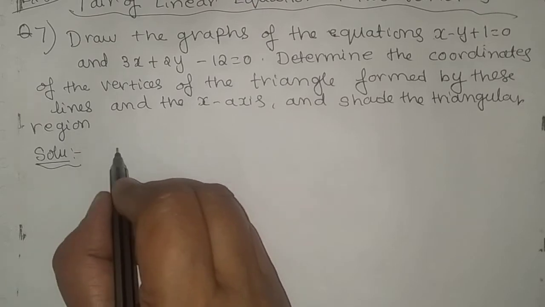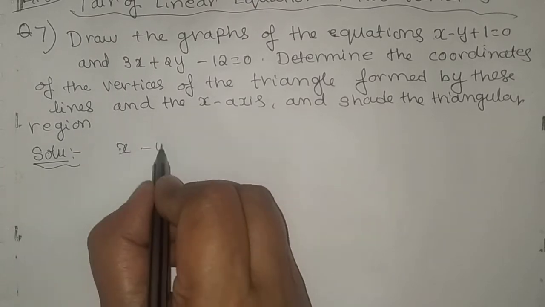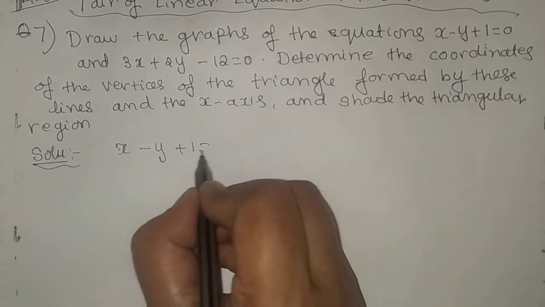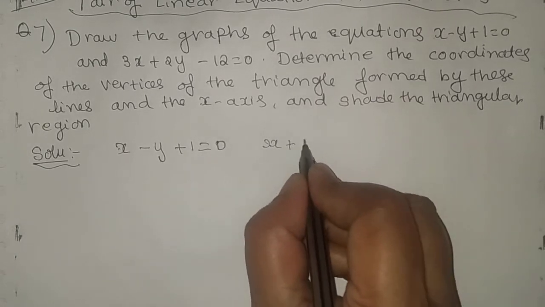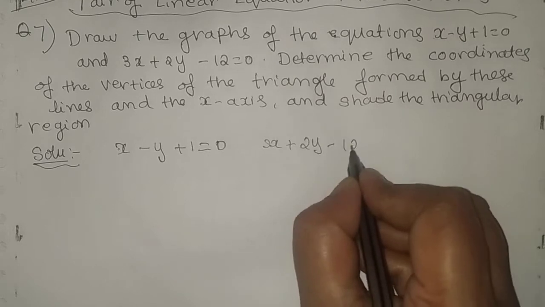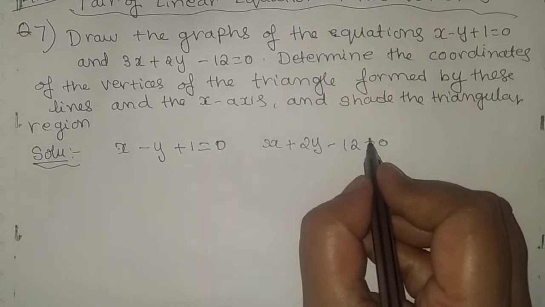First we'll take the equation x minus y plus 1 is equal to 0. Then 3x plus 2y minus 12 is equal to 0. These are the two equations given.